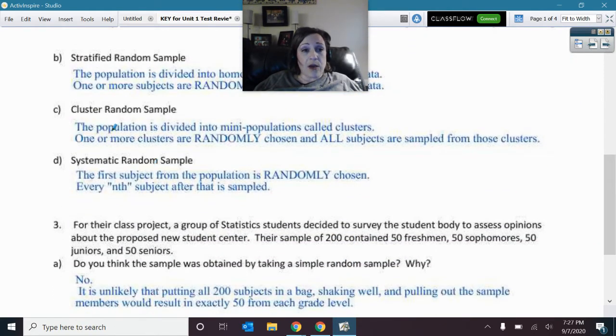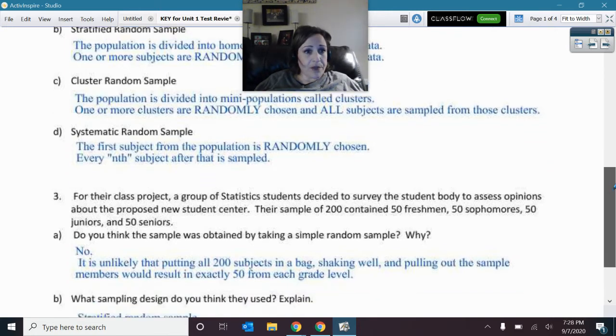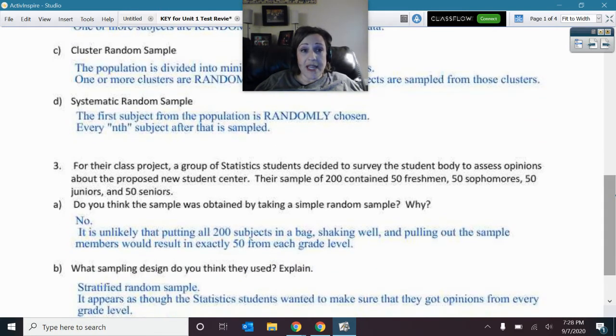Cluster, now you are having them divided into miniature populations. So that's not random, okay? It could be, but it's not necessarily. Randomness comes in the cluster or clusters that you select. So once you have the subjects divided, you randomly select the cluster and then do all of the subjects. Systematic, where random comes into play, is the selection of the first subject. That first subject is randomly chosen and then every nth after that.